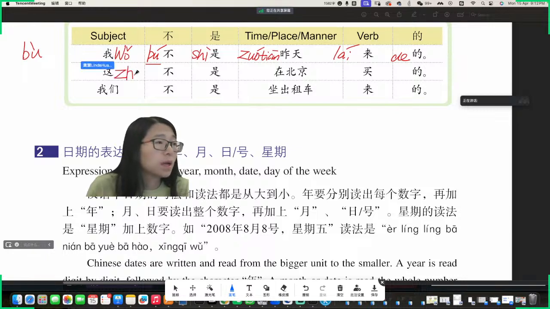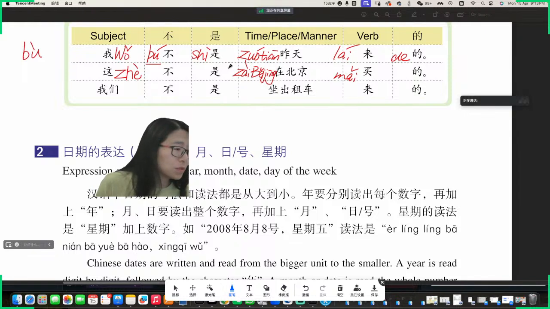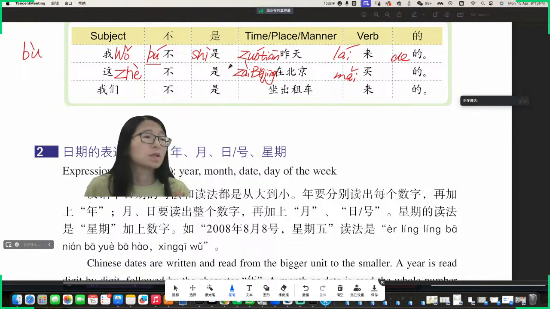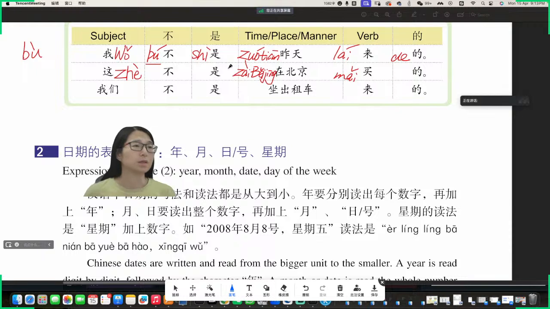Okay, now let's say the second sentence. 这, this. Okay, the same, 不是. Same, so I don't have to write it. And then, 不是 what? 不是在北京, so not at Beijing. 不是在北京买的. So you emphasize, not at Beijing: 不是在北京买的. Something that was not bought from Beijing, you bought it from other cities.